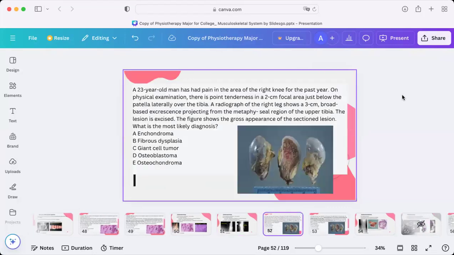All right, moving on. We have a 23-year-old male that has had pain in the area of his right knee for the past year. On physical examination, there is point tenderness in a 2-centimeter focal area just below the patella, laterally over the tibia. A radiograph of the right leg shows a 3-centimeter broad base projecting mass from the metaphyseal region of the upper tibia. The lesion is excised. The figure shows the gross appearance of the sectioned lesion. Which is the most likely diagnosis?